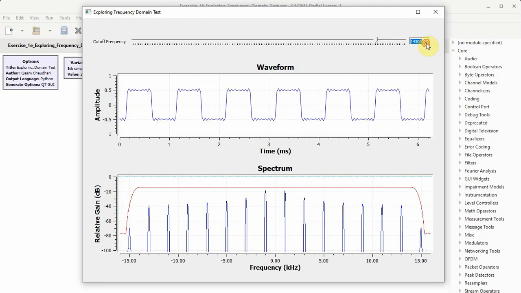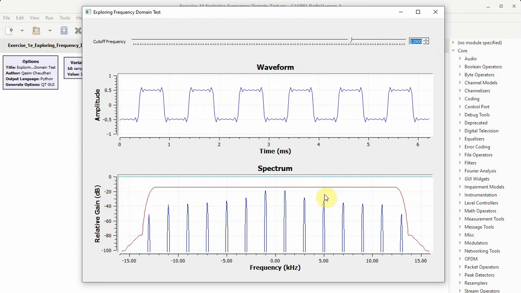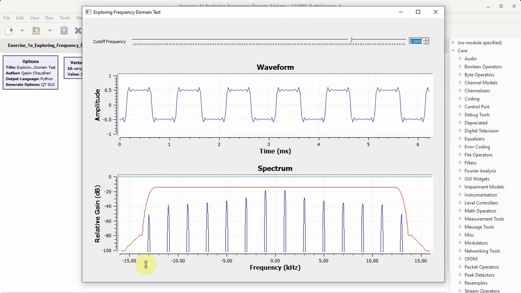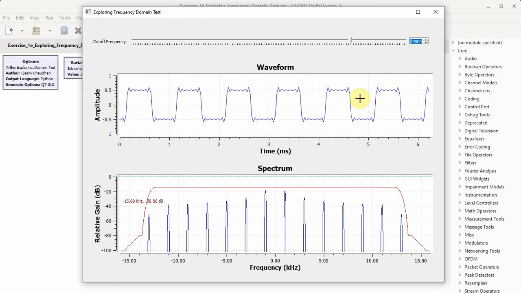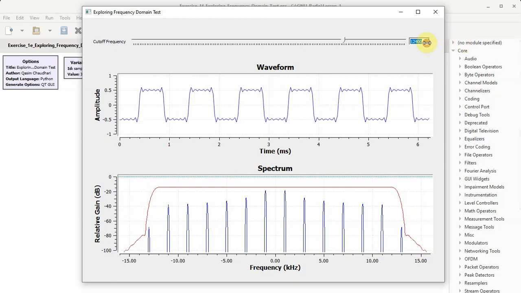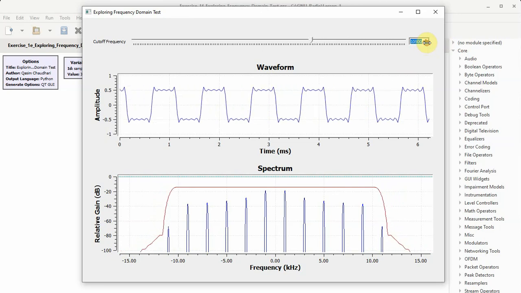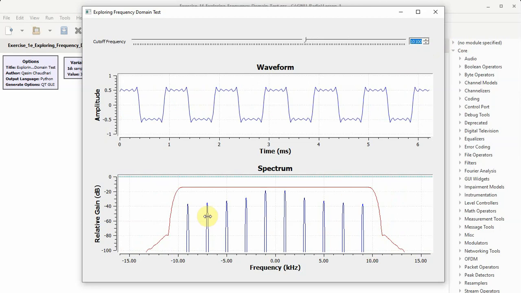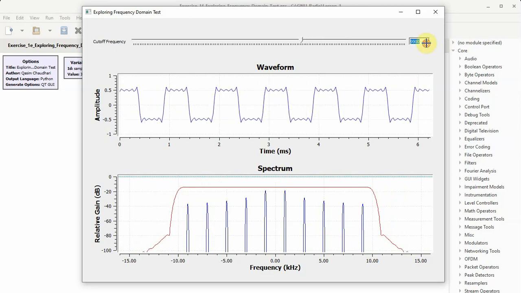Now we will start reducing the cutoff frequency. And now you can see that some of the sinusoids which were represented by spectral impulses in this region have been filtered out, and the waveform is starting to look a little deteriorated. We keep reducing the cutoff frequency, and here you can see that up to plus minus 9 kilohertz is being passed.